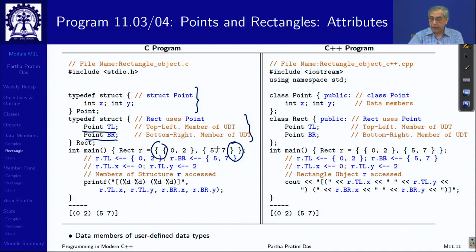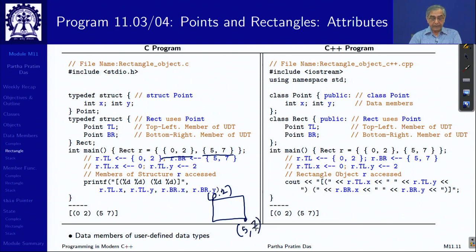So, with this what we are basically saying is create a point 0, 2, create another point 5, 7, and top left and right bottom are 0, 2 and 5, 7. This rectangle is represented by the rect R. This is the C way of doing it. In class it is very similar. You just use class, you say these are public.